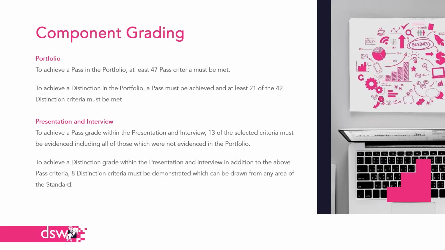be met. To pass the presentation and interview, 13 of the selected criteria must be evidenced, including all of those which were not evidenced in the portfolio. To achieve distinction in the presentation and interview, in addition to meeting the pass criteria, 8 distinction criteria must be demonstrated. These can be drawn from any area of the standard.